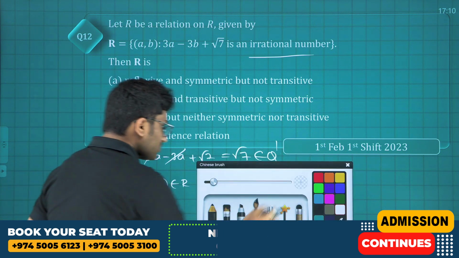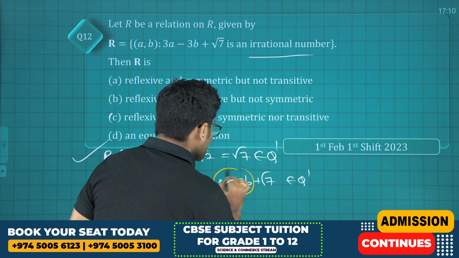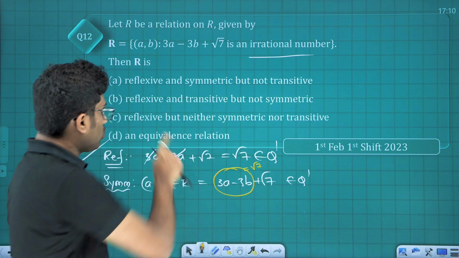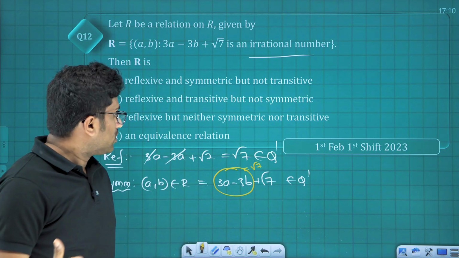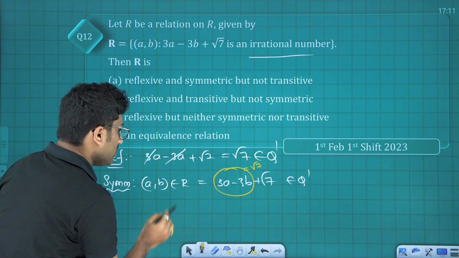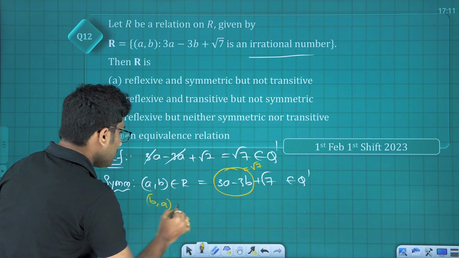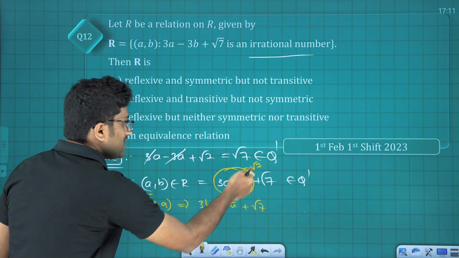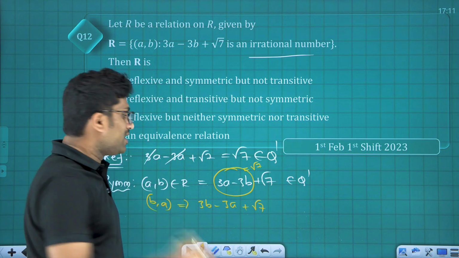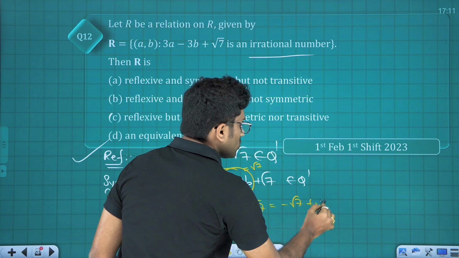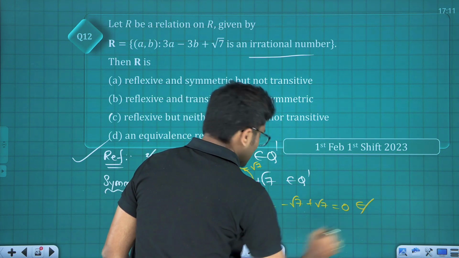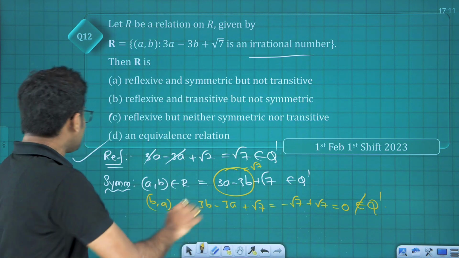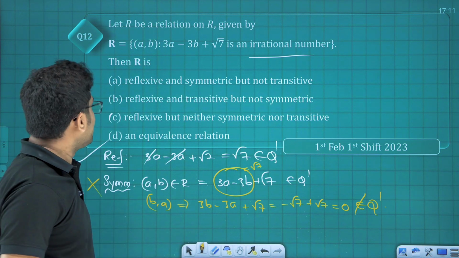Now let's do one thing, friends. If it is an irrational number, let 3a minus 3b be equal to some root 7. Root 7 plus root 7 is clearly an irrational number. Now what about (b, a)? (b, a) implies 3b minus 3a plus root 7. Now see this, if 3a minus 3b is root 7, then 3b minus 3a is minus root 7. So minus root 7 plus root 7, which is equal to 0, clearly does not belong to the set of irrational numbers, hence it is not symmetric.